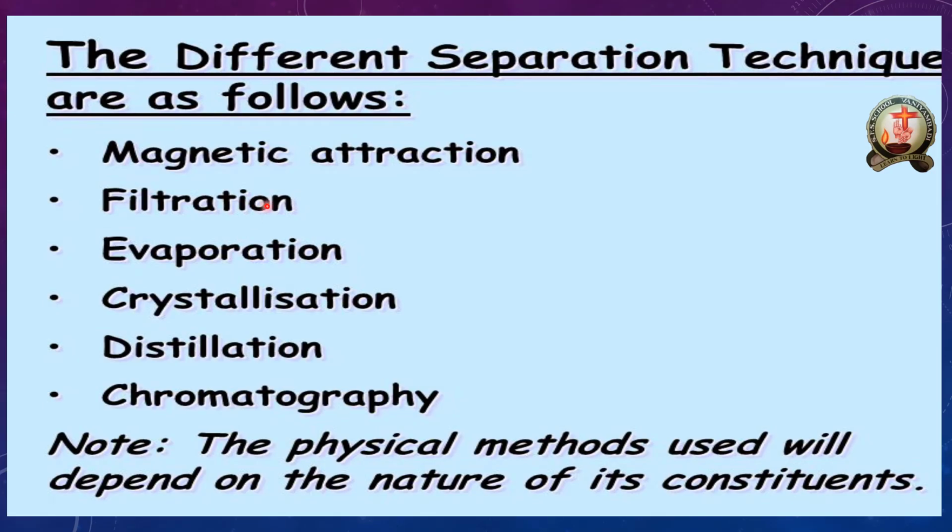Then some of the different types of separation techniques are involved. I already said homogeneous and heterogeneous separation also. So magnetic attraction, filtration, evaporation, crystallization, distillation and chromatography. The physical method used will depend on the nature of the constitution. Okay. We are not doing all these types of process. That depends upon the physical method, and will fully depend upon the substance, the organic compounds.